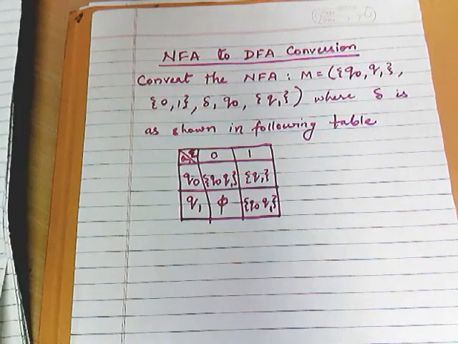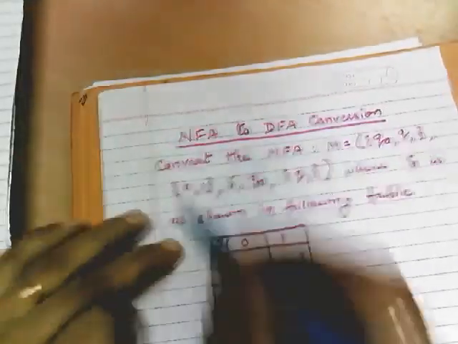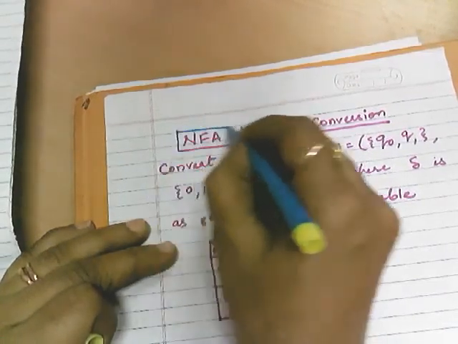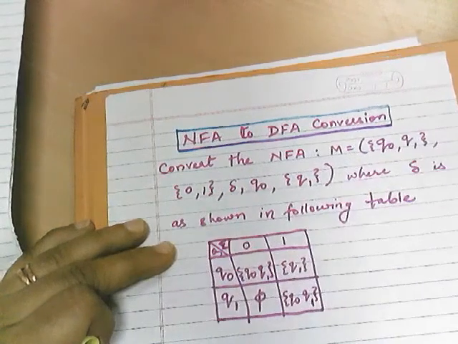So our today's topic is NFA to DFA conversion. Is it visible to everyone? So today's topic is NFA to DFA conversion.